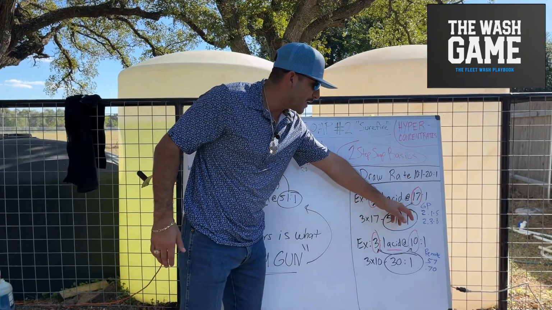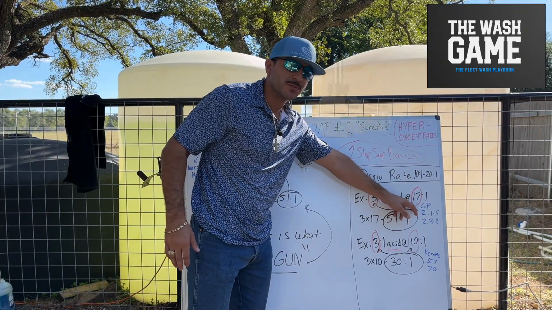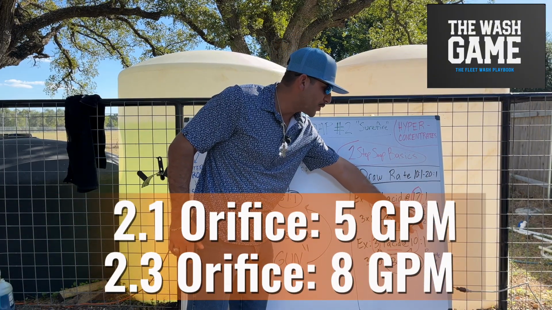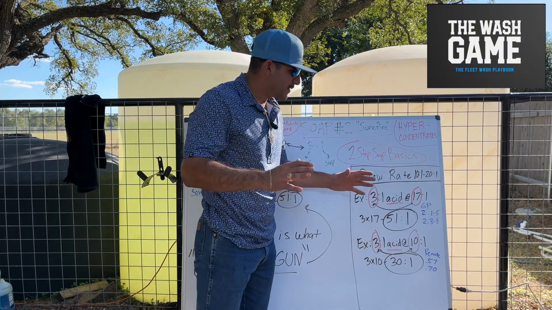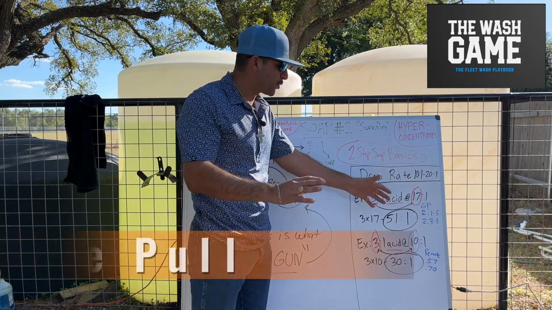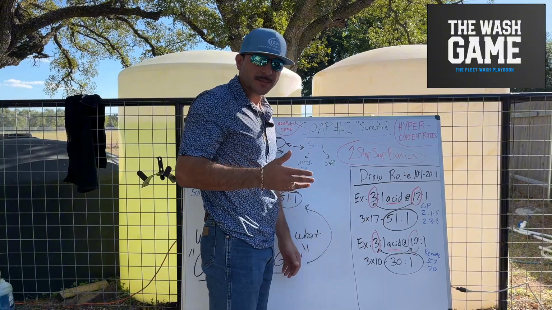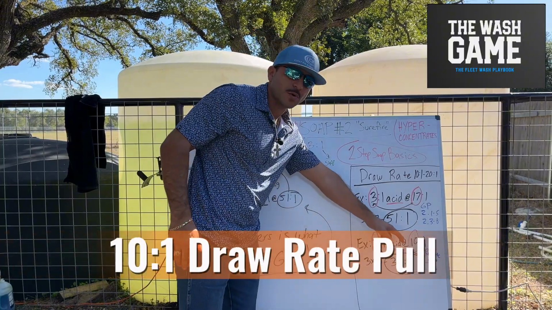All right, guys, let's talk about draw rates. So when you're using a 5-gallon per minute machine and you're just using a regular general pump brass injector, you're going to use a 2.1 orifice for your 5-gallon, 2.3 orifice for your 8-gallon, and through our experience, typically we get somewhere around a 17-to-1 pull. When you're running a remote system or a two-step gun, you're going to be getting a 10-to-1 draw ratio.